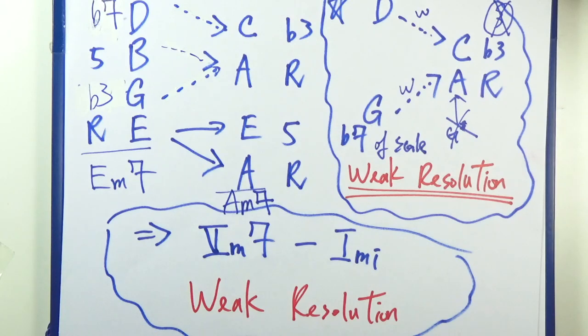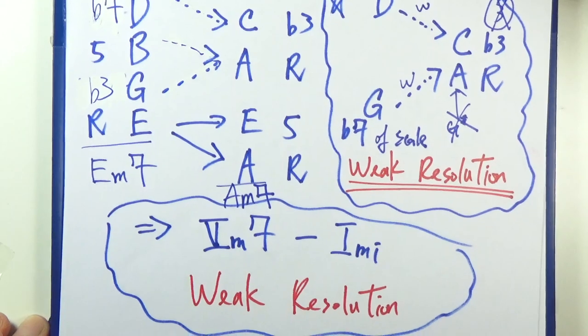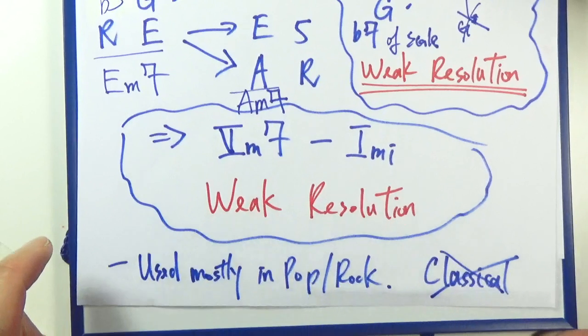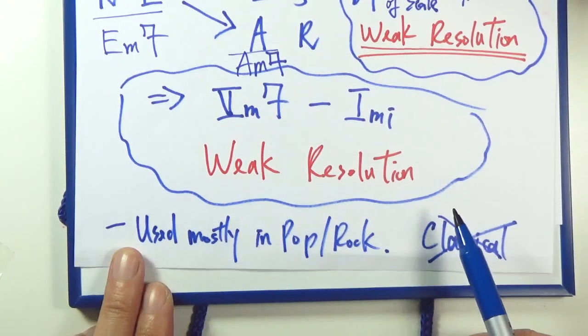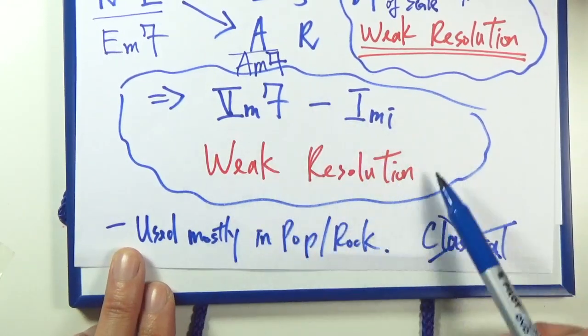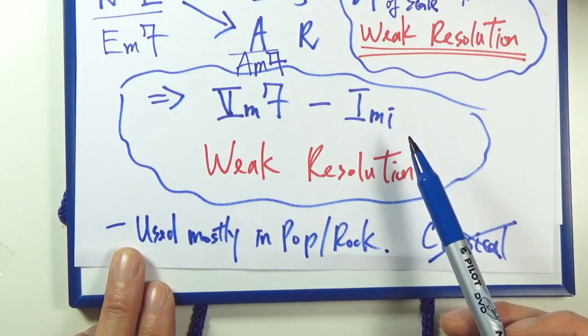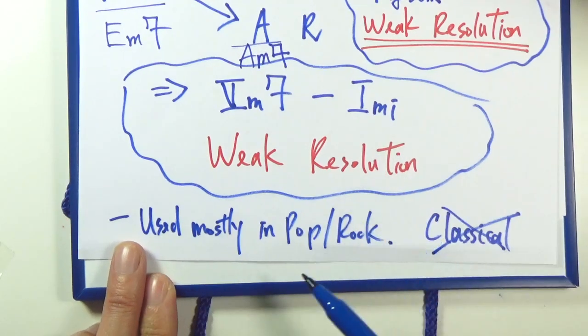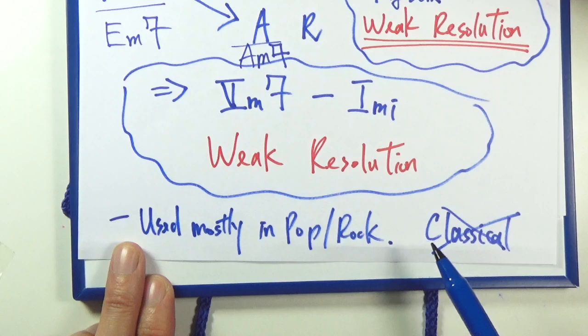In the next video, we are going to talk about some exercises as well. And stylistically, this kind of chord progression would mostly be used in pop or rock music. So you seldom see such progression in classical music.